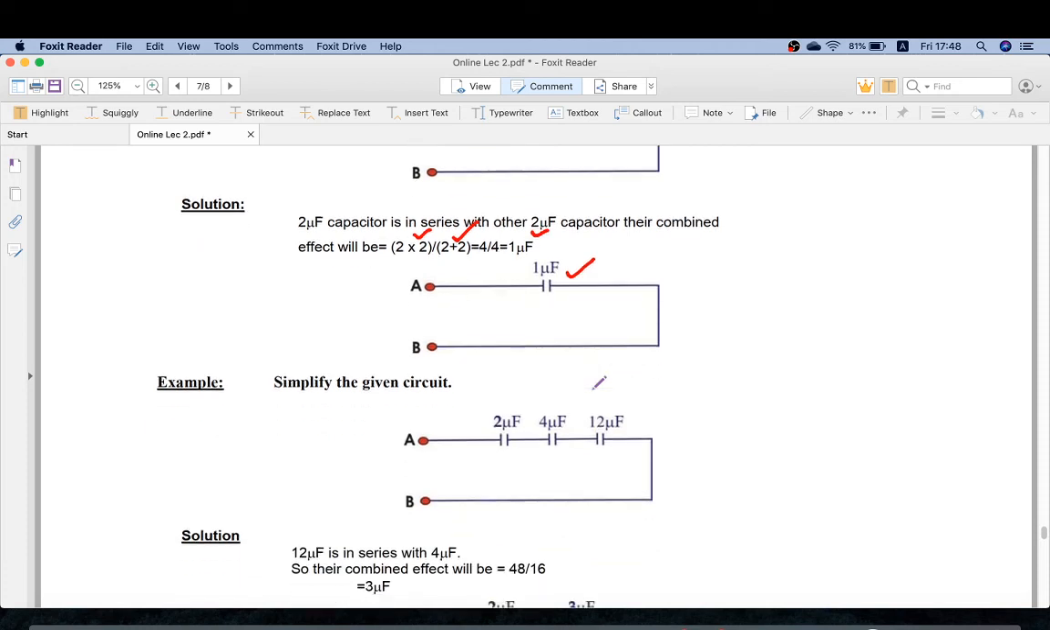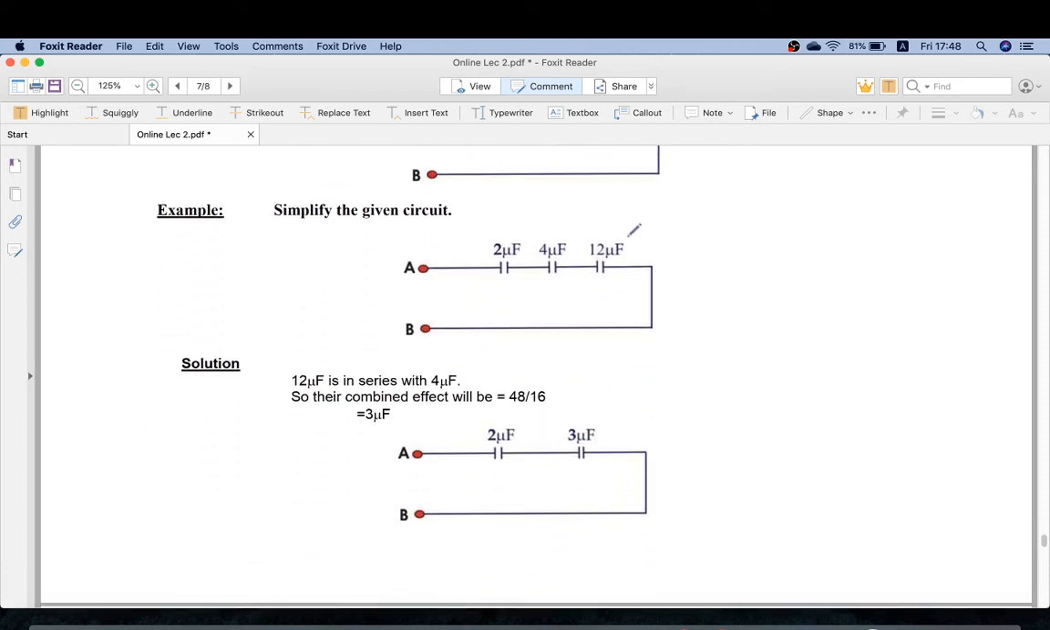Now we will do one more example. There are 3 capacitors in series: 2 microfarad, 4 microfarad and 12 microfarad. How will we solve these 3 capacitors in series? We will just use the formula as we did before. First we will use 12 and 4. The combination of 12 and 4 will be 12 into 4 divided by 12 plus 4. So the answer will be 3 microfarad.